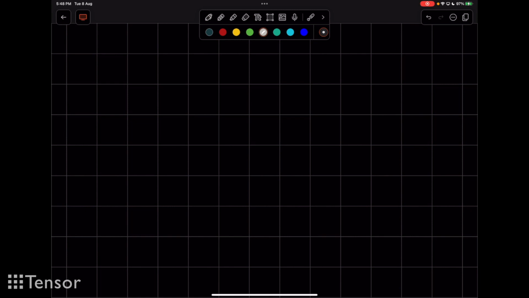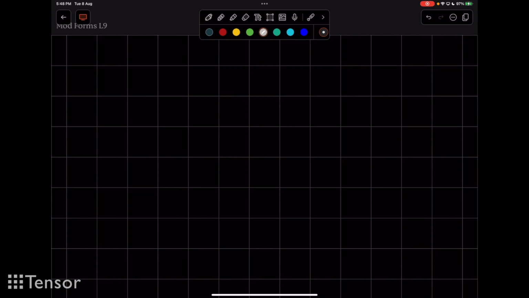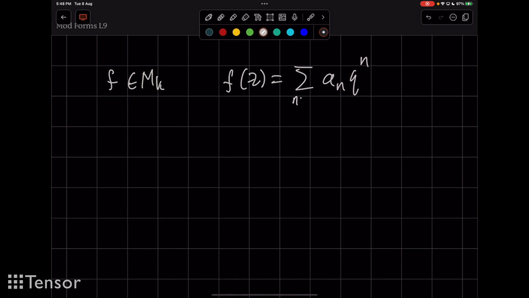So let's start with what we did last time. Last time we defined the L function of a modular form. Let us recap that real quick. Let f be a modular form of weight k. Then we have seen that f(z) can be written as a q-series, the sum of a_n q^n, where n runs from 0 to infinity. Then we define the L function attached to this modular form like this.